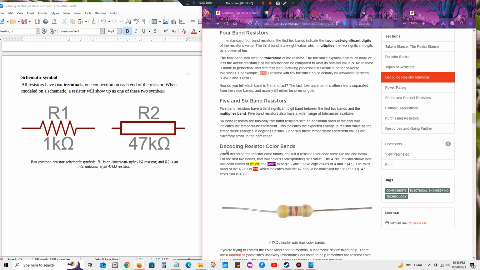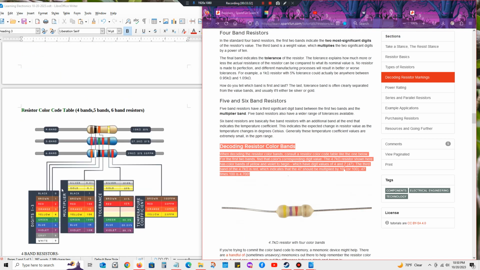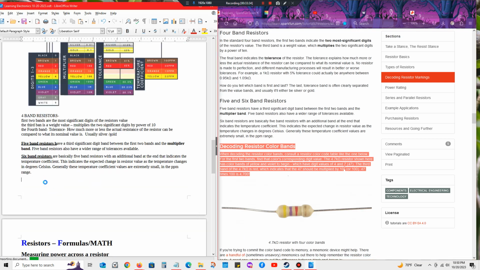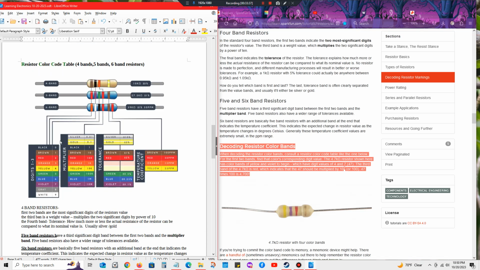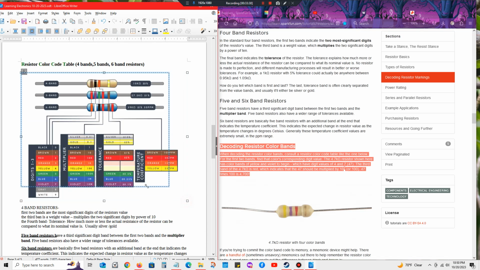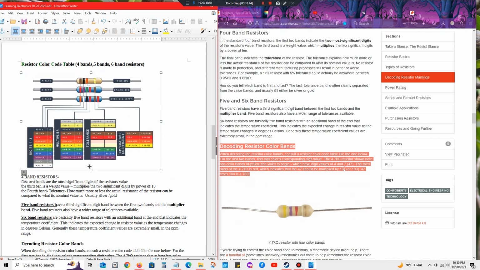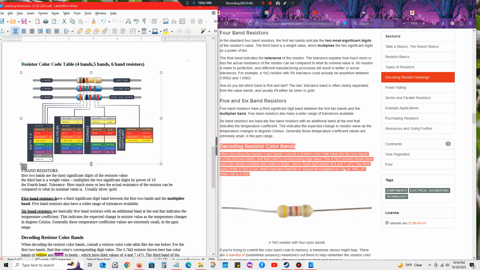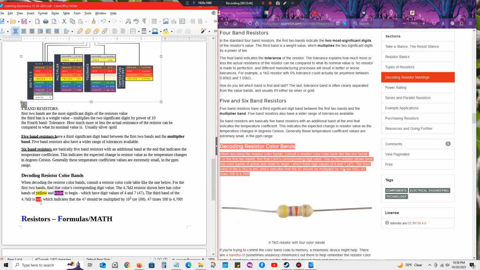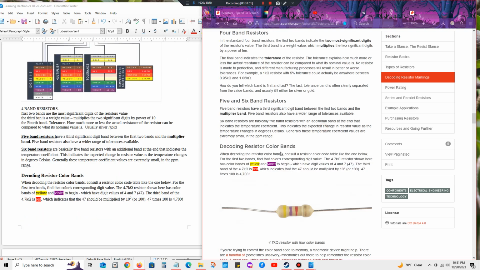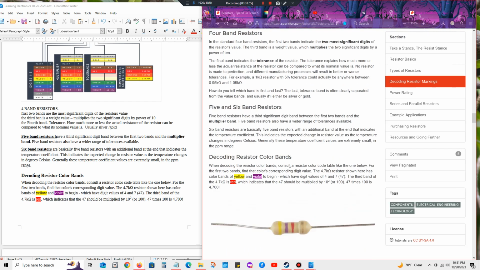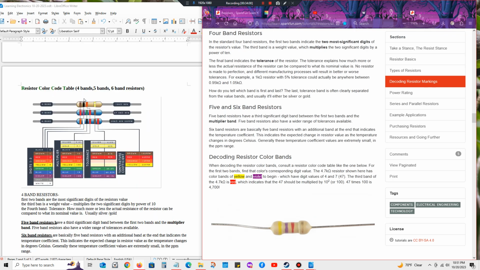So it says that decoding, let me just copy that. It probably won't fit, but oh well. This doesn't have to be that big. There we go. So it just says decoding the resistor color bands. Let me zoom in. Consult a resistor color code chart like the one below over on this side.